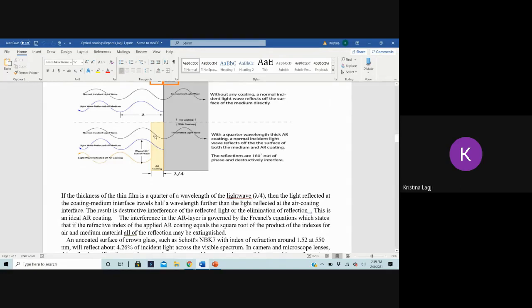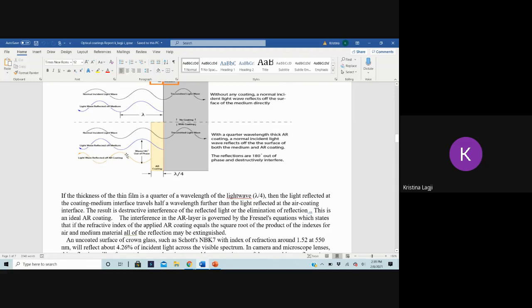And how does this happen? For the incoming wave, part of it will be reflected at the interface between the air and the coating material, and the other part will be reflected from the interface between the coating material and the medium that we have. For a very specific thickness of this slab, which is usually the dielectric slab used for anti-reflection, lambda over 4, or a quarter of the wavelength, one of the reflected waves will travel half a wavelength, lambda over 2, farther than the next reflected wave. And this will cause destructive interference.